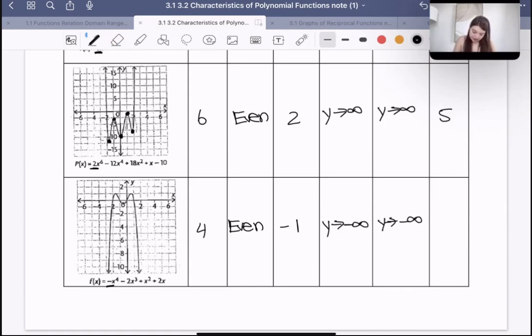And that also makes sense with our graph, right? We see both these arrows going downwards pretty quickly. So clearly we're approaching negative infinity in both directions. And then the number of turning points. Well, it's a degree 4, so the maximum would be 3 turning points. And there are indeed 1, 2, 3 turning points. So I'm going to write 3 there. Very good.